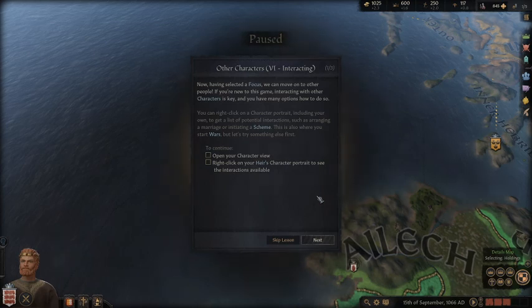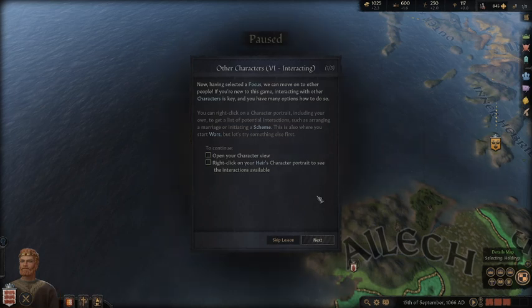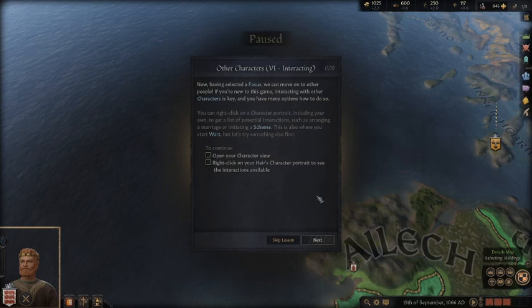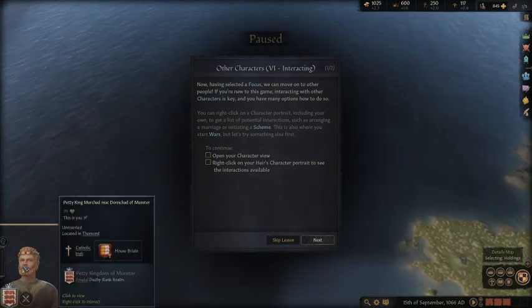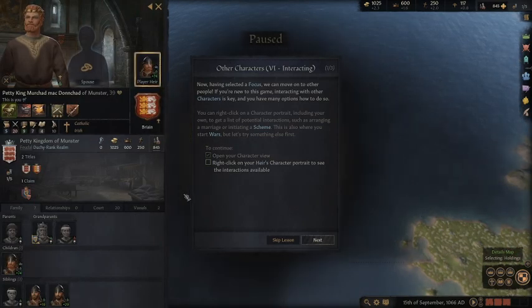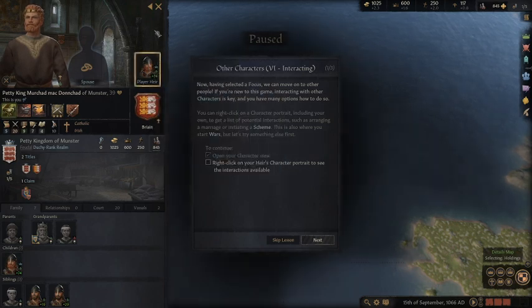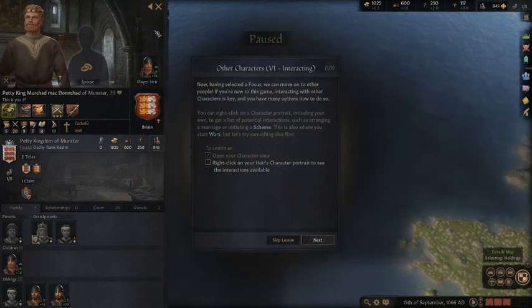Your characters. Where is it? Now, having selected a focus, you can move on to other people. You're new to this game, interacting with other characters is key, and you have many options of things how to do so. You can right-click on a character portrait, including in your own, to get a list of potential interactions, such as arranging marriage or initiating a scheme, this is also where you start wars, but let's try something else first.